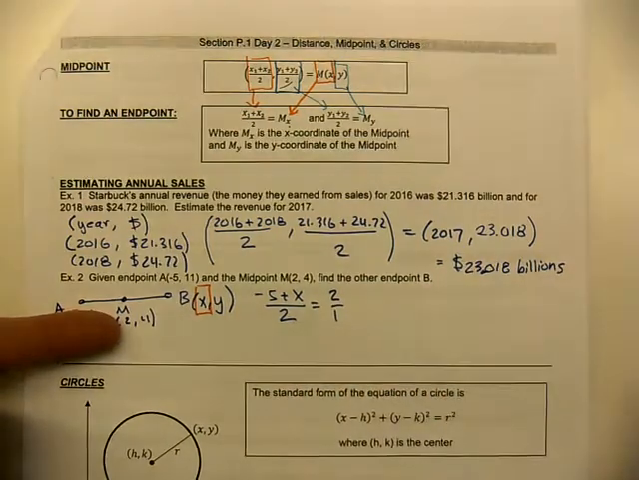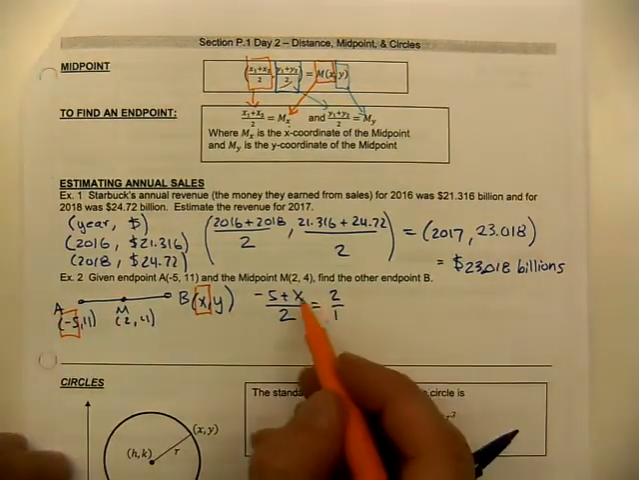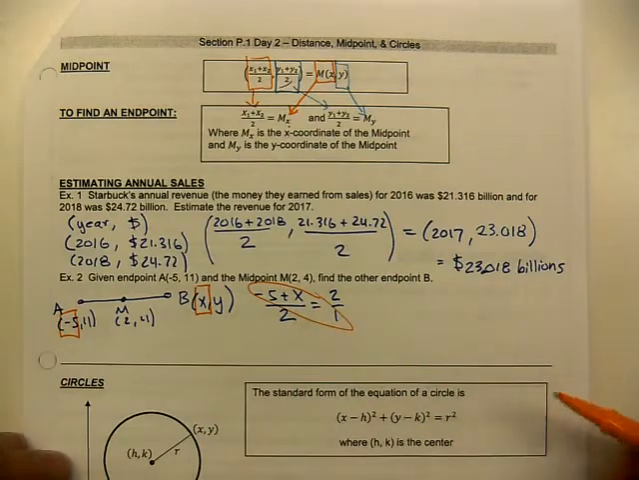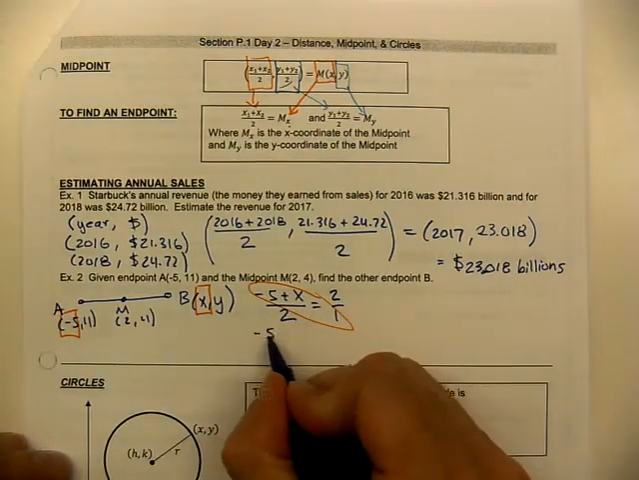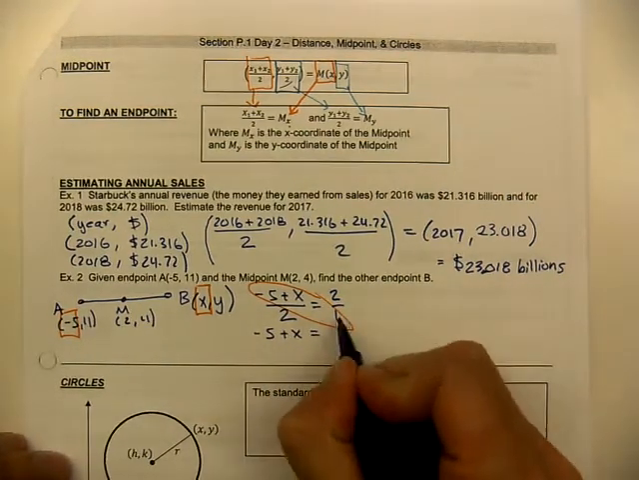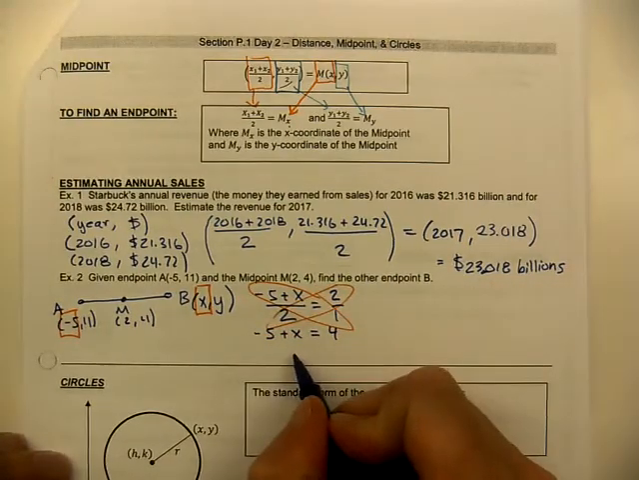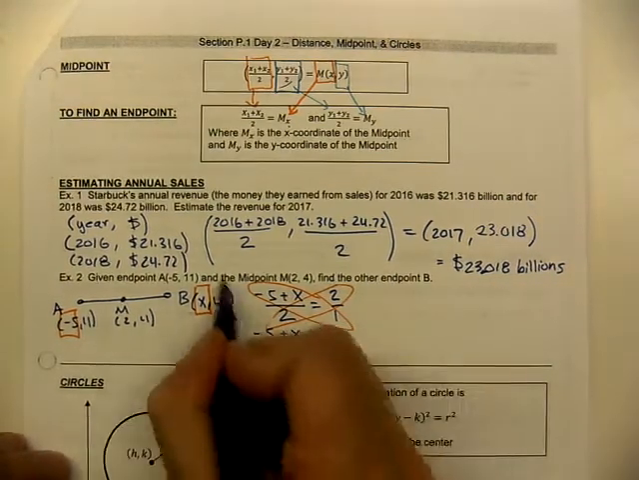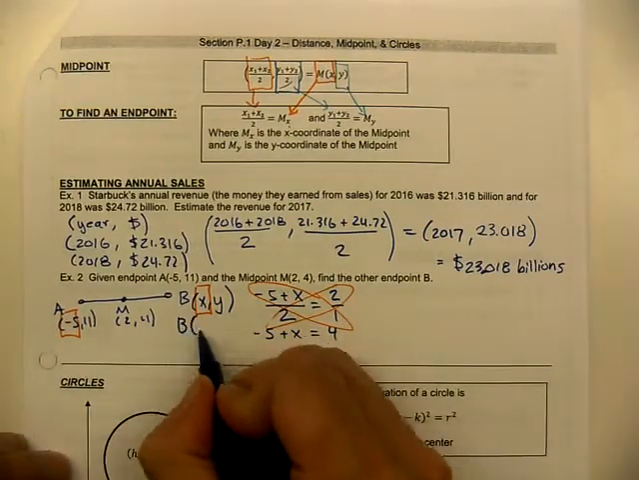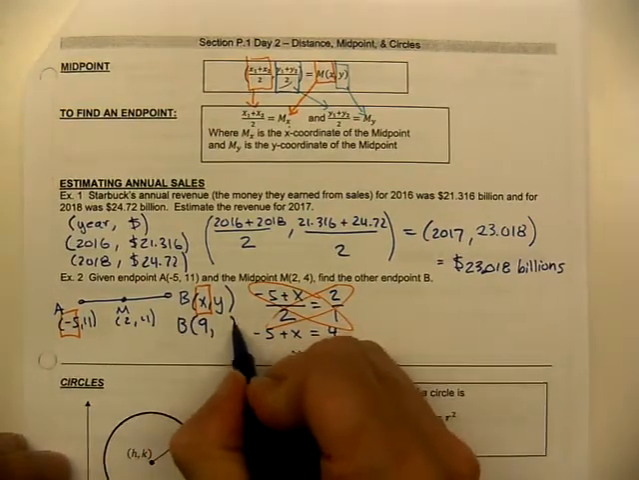So put that as 2 over 1. That way we have a proportion, and now you can easily cross multiply. So -5 plus x times the 1, and then 2 times 2. Let's add 5 to both sides, and we get 9. So now we know that this endpoint at B has an x-coordinate of 9.